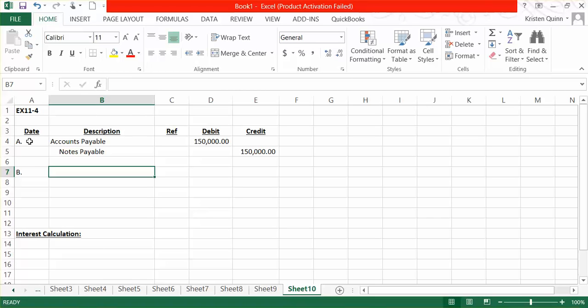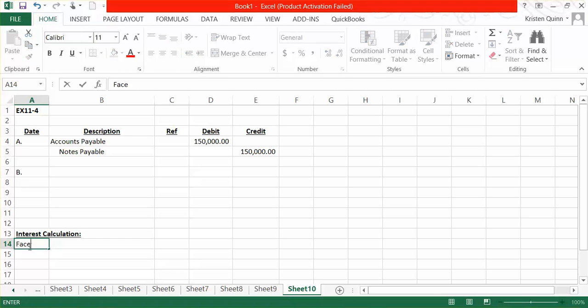In Part B, they want us to journalize the entry for the payment of the note at maturity, including the interest. So before we do our journal entry, we have to do an interest calculation. In order to calculate interest, we need to take the full face value, multiply it by the interest rate, and multiply that by the amount of time we have to pay back the note. All of your interest rates are expressed in annual terms. And in this case, I only have 30 days to pay back the note. So I do not want to have to pay an entire year's worth of interest for only a 30-day loan.